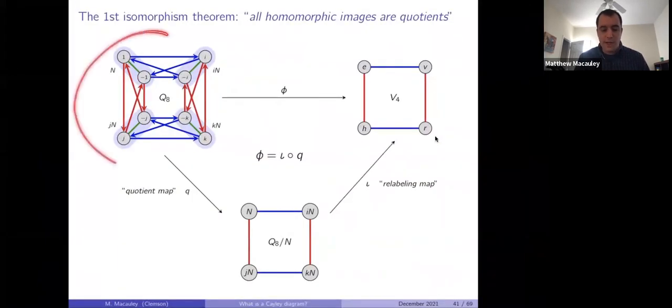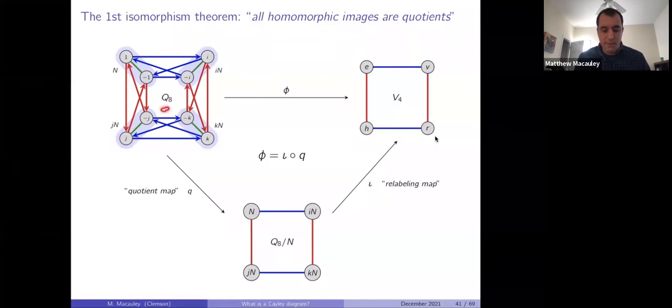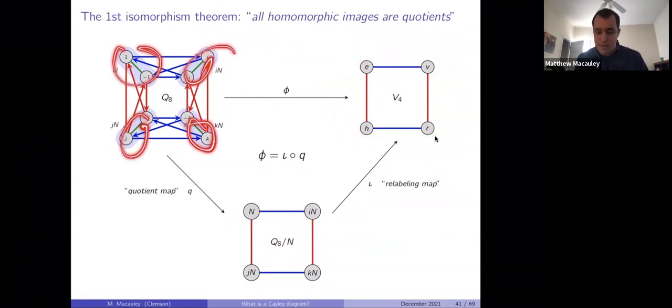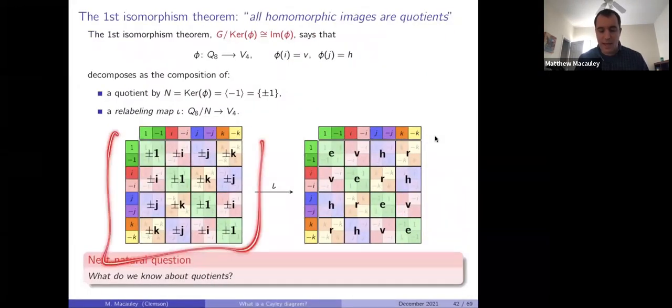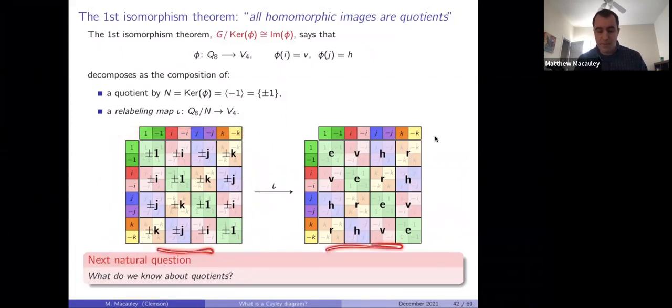Here's the first isomorphism theorem. Any homomorphic image is a quotient. So here's a homomorphism from the quaternion group to the Klein 4 group. And what you're really doing is collapsing the Cayley diagram via a normal subgroup and then just relabeling it. Now, here's another way to see it via Cayley tables. Again, my other talk has a lot more of these in it. I'm putting a couple of these things in here, but I think I've also heard a lot of ahas from this as well.